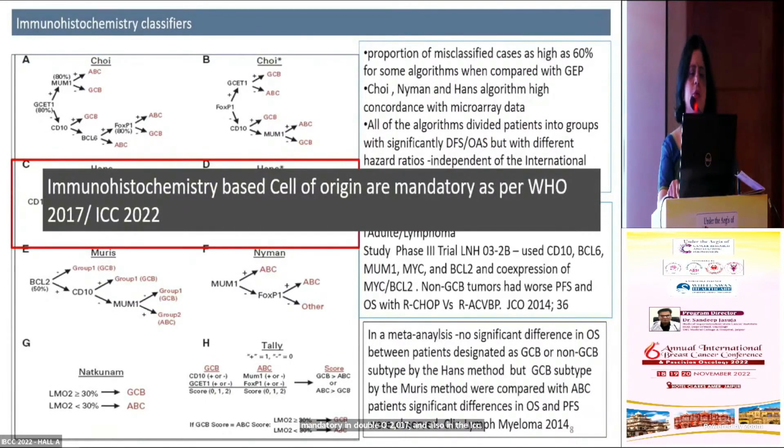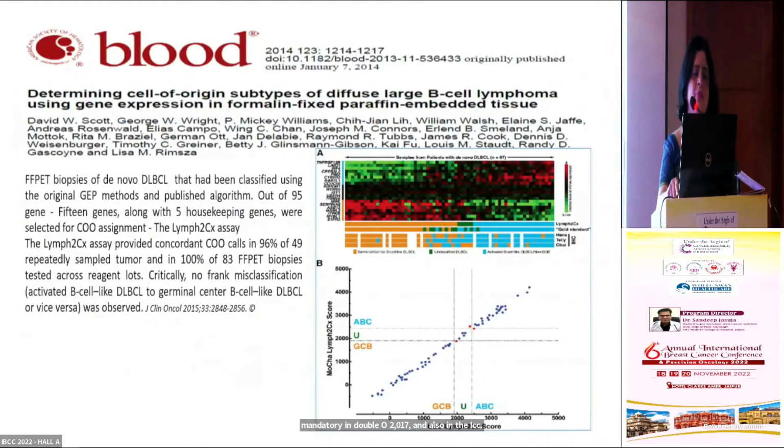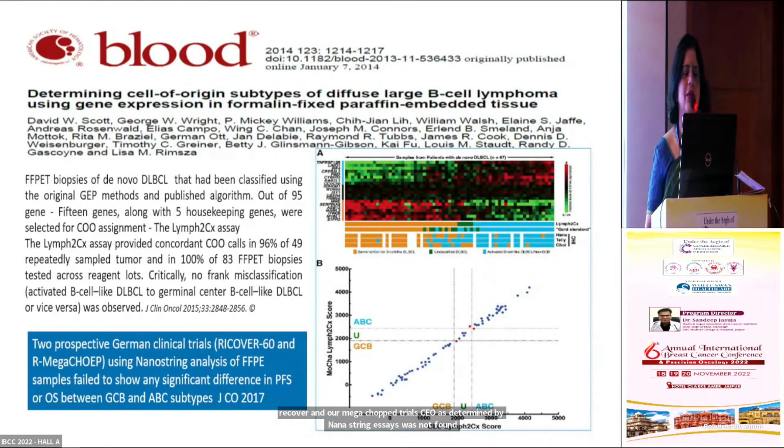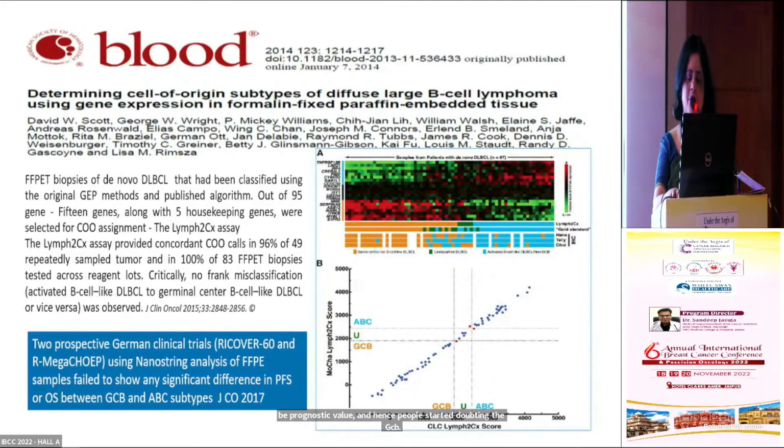Whereas the WHO 22 does not mandate it. Then came NanoString-based gene profiling, where they said that you don't need fresh tissues, you can do it on a paraffin block, and this had 100% concordance with gene profiling. Again, in 2017, another setback came: in the REMoDL-B and R-MegaCHOP trials, COO as determined by NanoString assays was not found to be of prognostic value, and hence people started doubting the GCB, non-GCB existence.